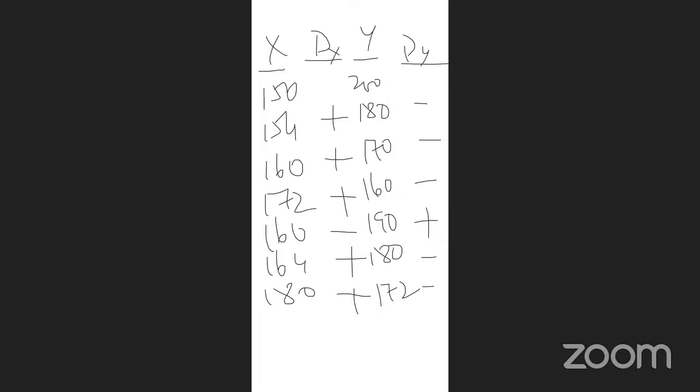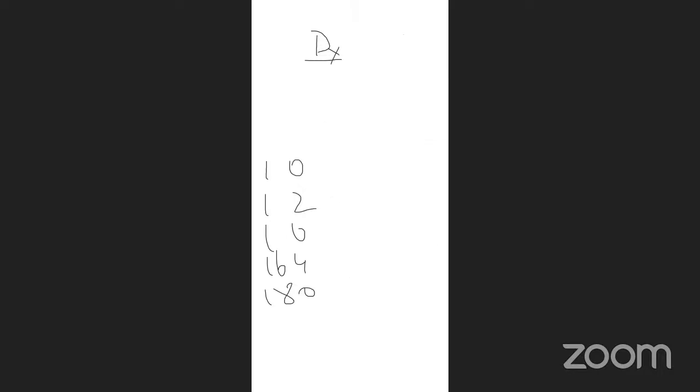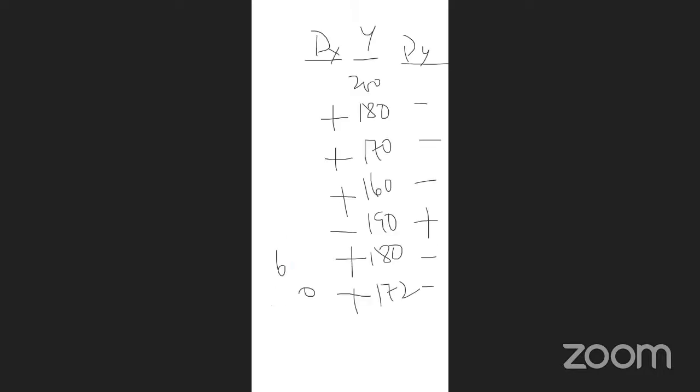Now we will multiply dx into dy. The first one we will leave. Plus into minus is minus. Plus into minus is minus. Minus into plus is minus. Minus and minus, which is equal to 0. Only if you have pluses can you count them. If you have minus, it is always equal to 0.